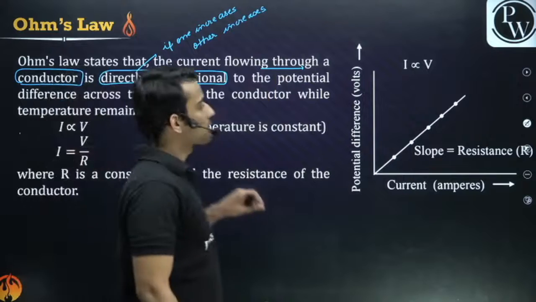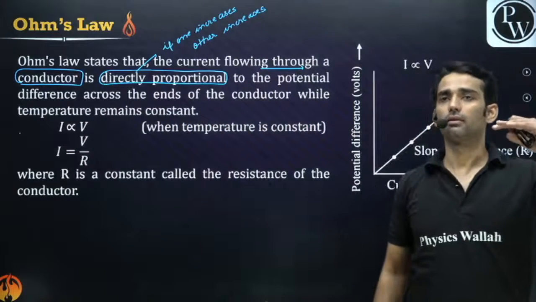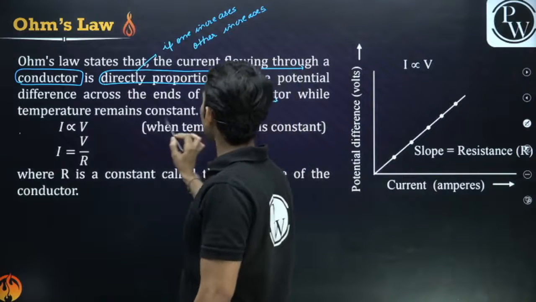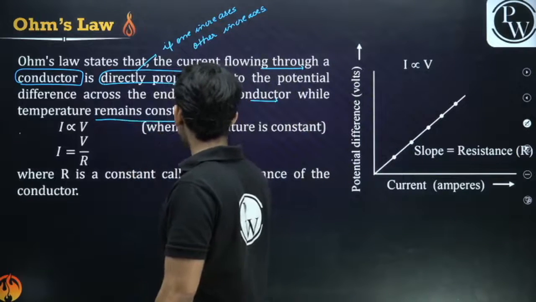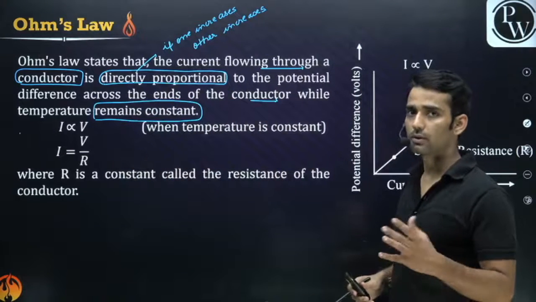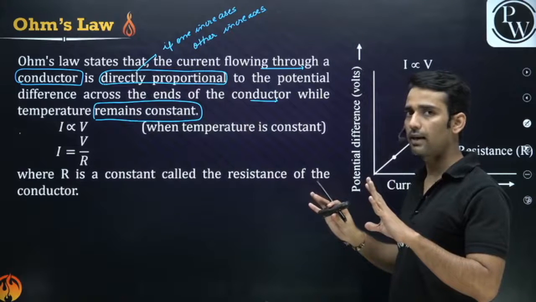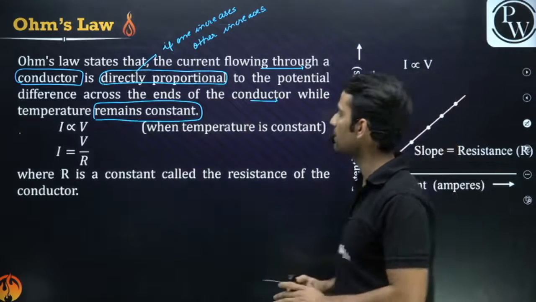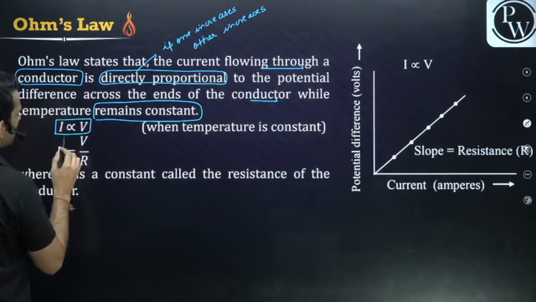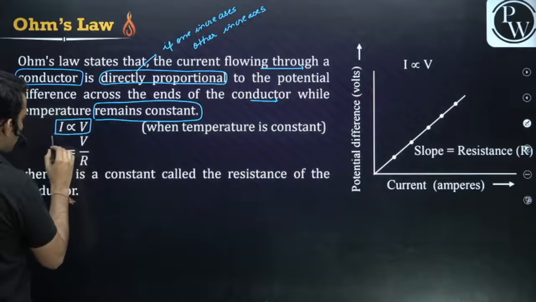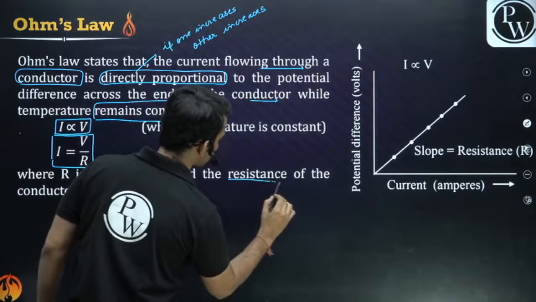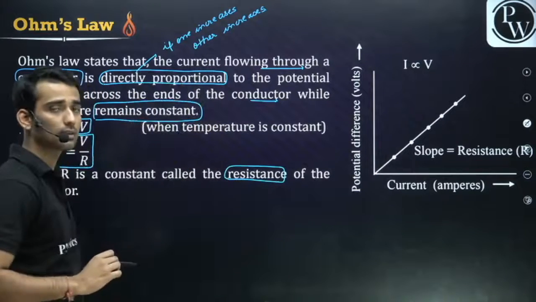So directly proportional means if you increase the voltage, the current will increase across the conductor, while temperature remains constant. I will tell you why it is written here, but for the time being, just keep this in mind. Temperature has to remain constant, like when we are conducting an experiment at room temperature, 25 degrees centigrade. So guys, current flowing through a conductor is directly proportional to voltage. If I remove this proportionality sign, I will get I equals V by R, where R is a constant known as the resistance of the circuit.